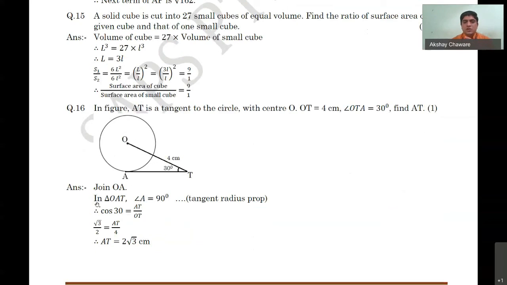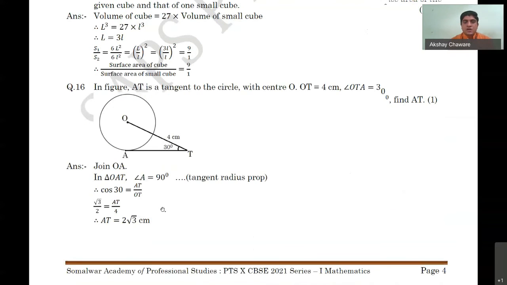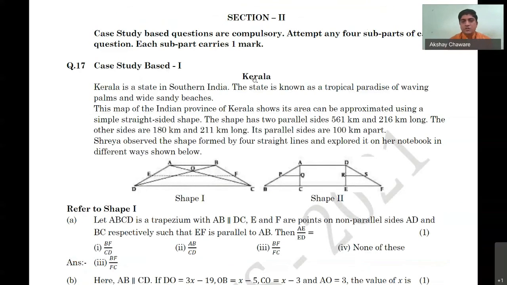Here in triangle OAT, you can directly apply trigonometry: cos 30 is equal to AT upon OT, so adjacent upon hypotenuse, and cos 30 is root 3 by 2 as per the trigonometric table. So AT is equal to 2 root 3 centimeter. Final answer. So this was our section 1. Total 16 subjective questions were there.